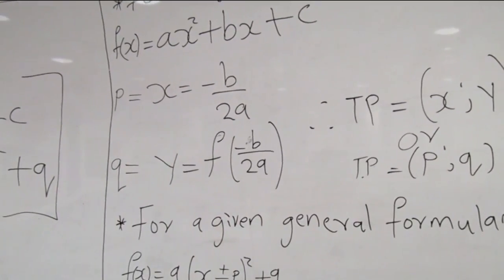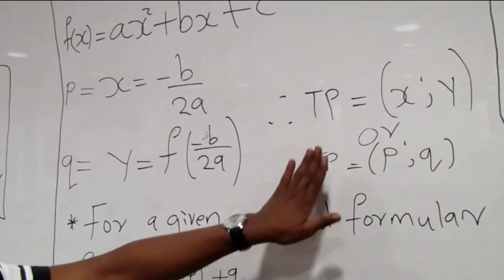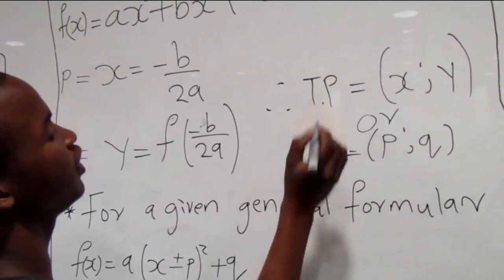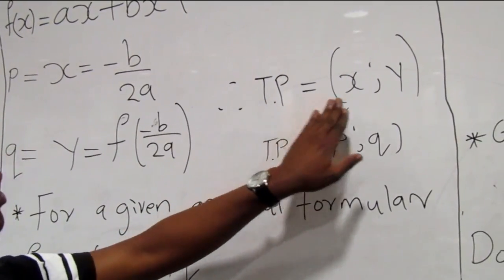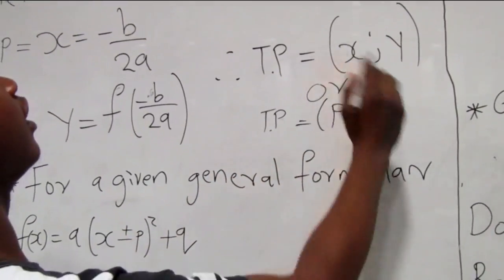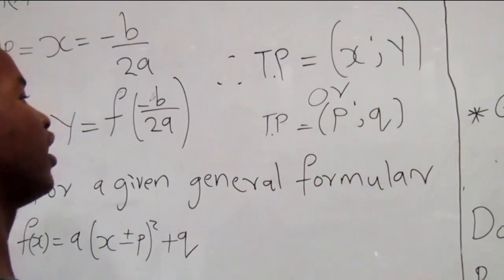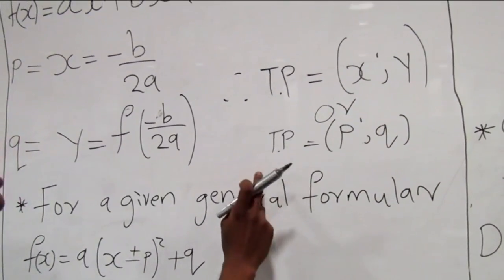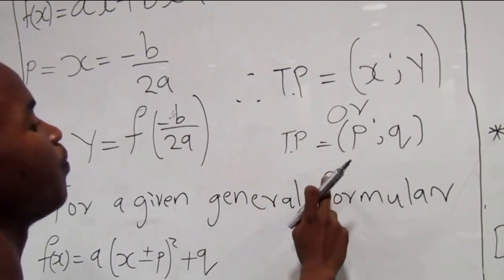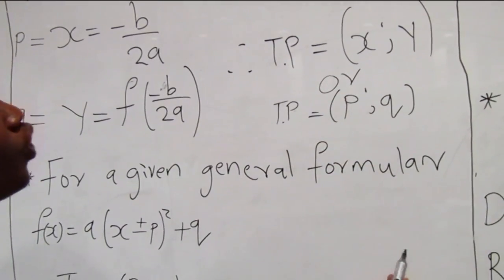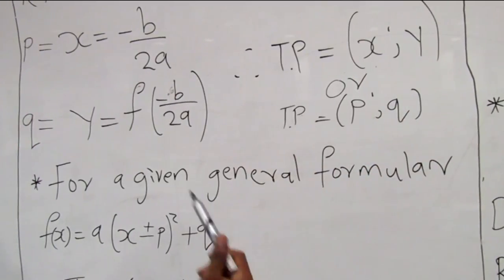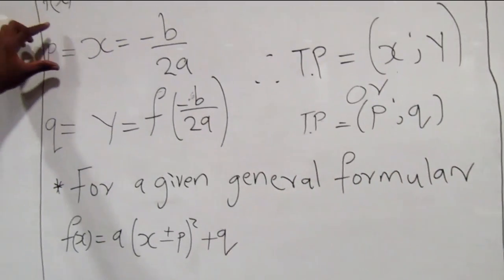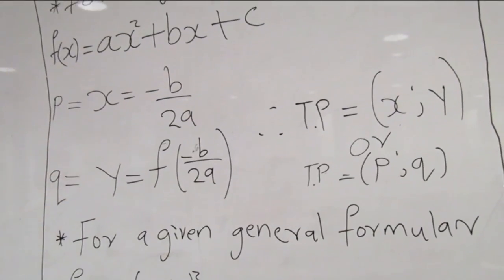Then you can conclude by saying, therefore, my turning point, this TP, which means turning point, is going to be x, y, or you can say TP equals p, q, where your p and q, or x and y, are the values that you obtained when you were calculating here and here.